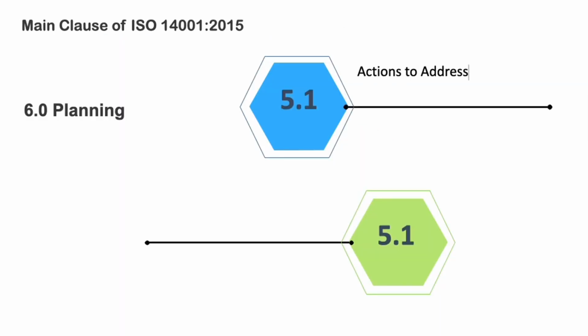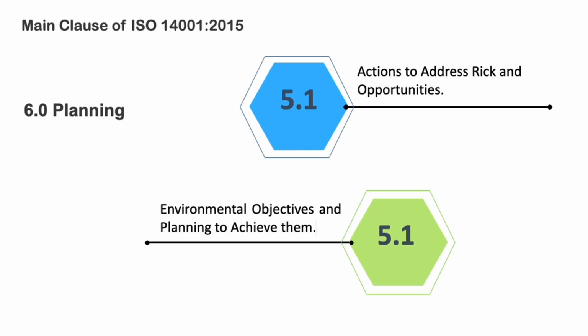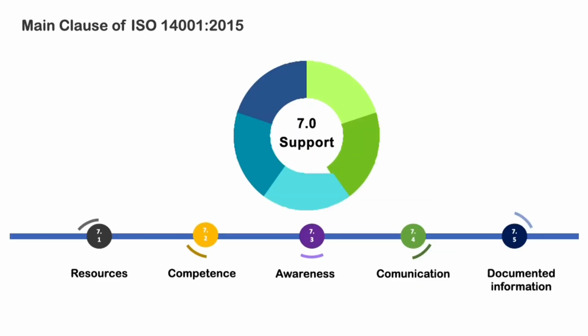Clause 6.0 Planning focuses on actions to address risks and opportunities, as well as environmental objectives and planning to achieve them. Clause 7.0 Support has detailed requirements on resources, competence, awareness, communication that includes external and internal communication, and documented information that involves creating, updating, and control of the documented information.